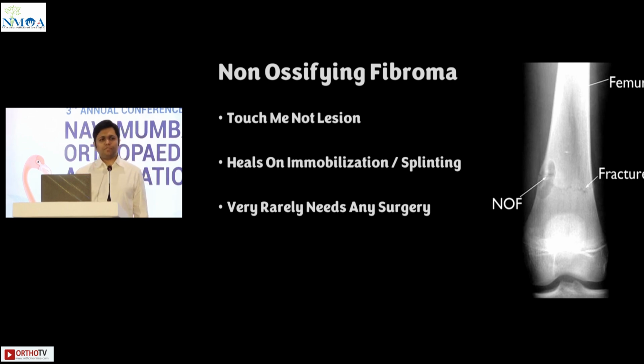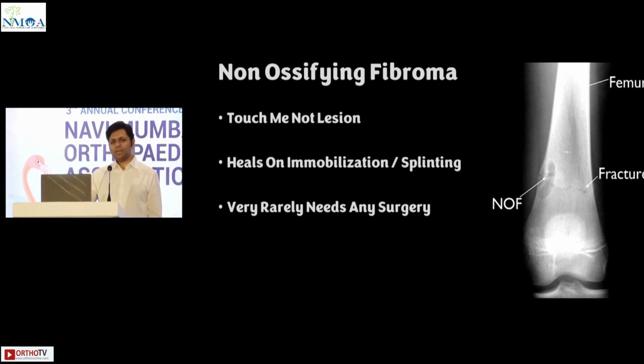The non-ossifying fibroma is what I call the touch-me-not lesion. Why? Because you don't even need to biopsy this. The simple bone cyst and the aneurysmal bone cyst, you need to biopsy to rule out a telangiectatic osteosarcoma, which presents similarly on radiographs. But a non-ossifying fibroma is very classical. You need not even get an MRI done. You can see it on the X-ray.